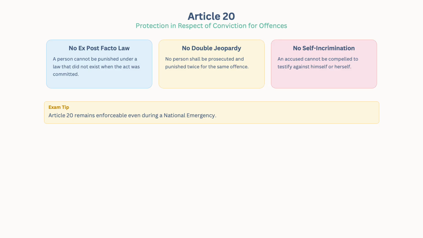No law applied after the fact will apply to you. So a person cannot be punished under a law that did not exist when the act was committed. Okay, 10 years did not exist when you committed the act, so 10 years won't apply. 2 years was the rule when you committed the crime, so 2 years will apply.